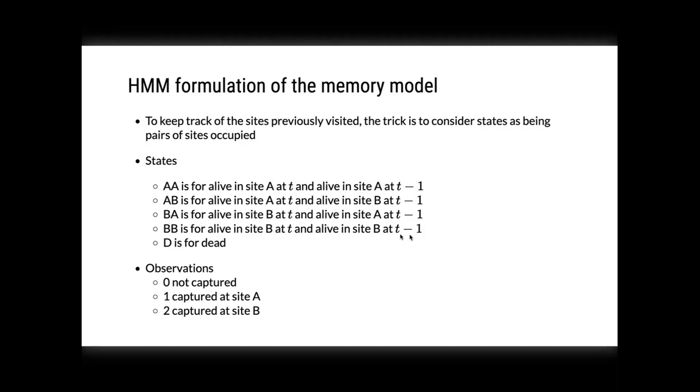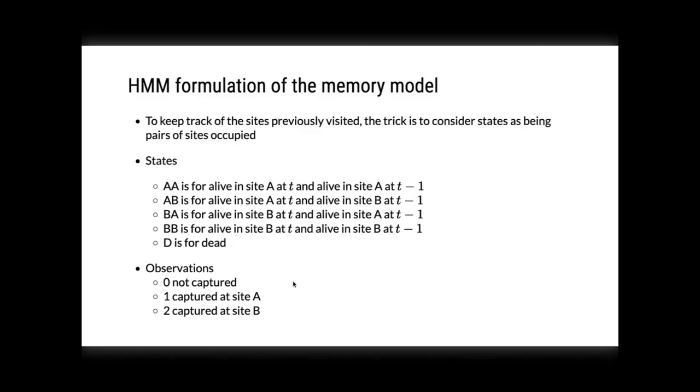Observations are the same as before: detected at site A, detected at site B, or not captured. It's just the definition of the states that we changed. So that's really the tricky part. The way you define the states will make everything different and will allow you to answer a different question each time.